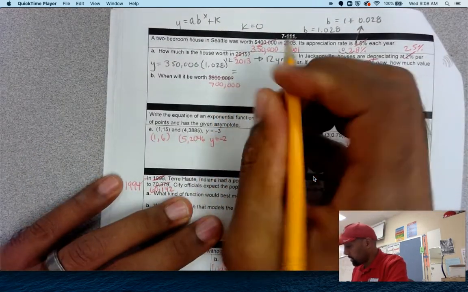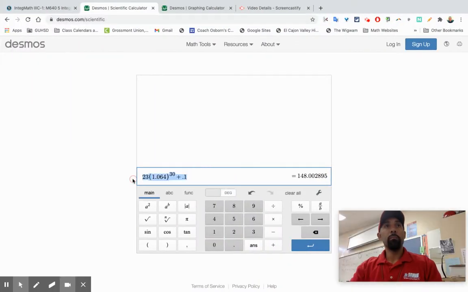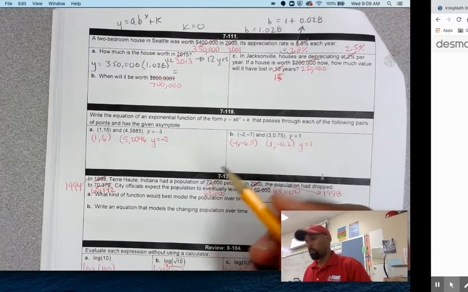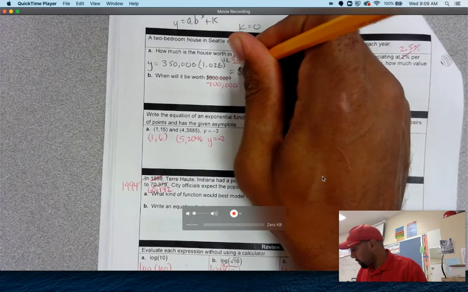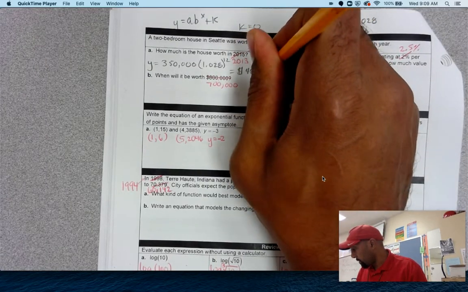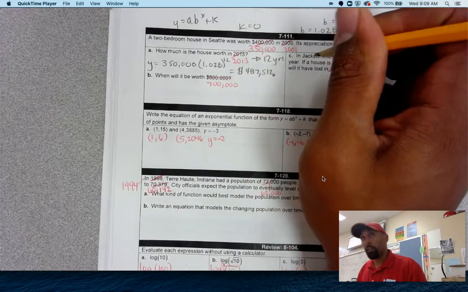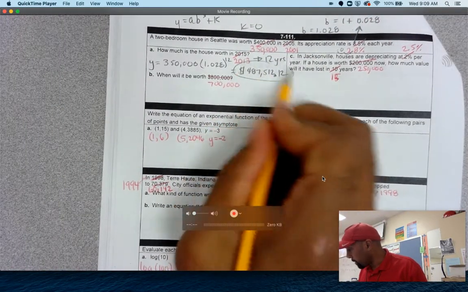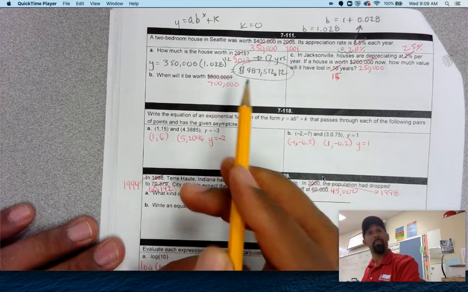So then I just go ahead and calculate that now. Make sure you put the right amount of zeros. 1.028 raised to the 12th power. We're going to round this to the nearest cent. $487,512.12. So $487,512 and was that 12 cents? 12 cents. Okay.